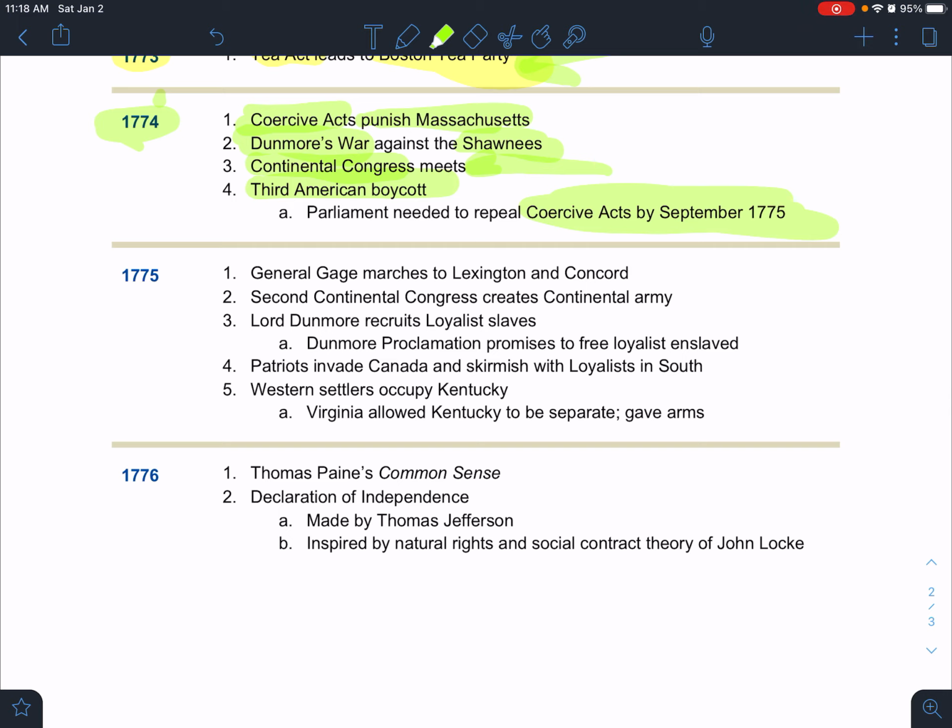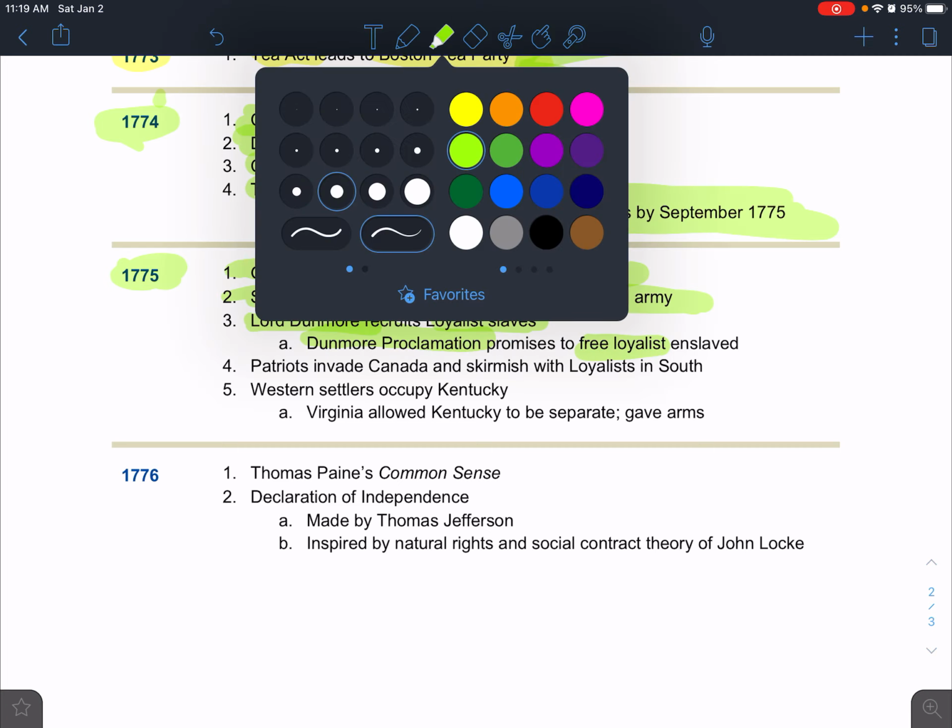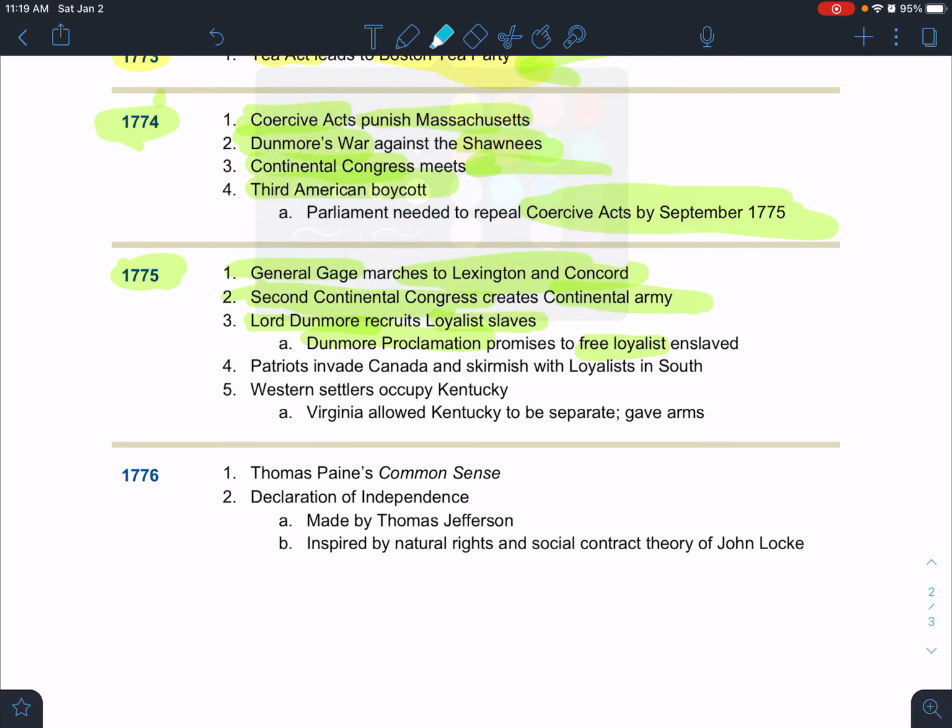And next we have in 1775, General Gage marches on Lexington and Concord. And this is the Battle of Lexington and Concord, obviously. The Second Continental Congress creates the Continental Army. There's also Lord Dunmore recruiting loyalist slaves through the Dunmore Proclamation, which promised them freedom if they fight for the British. Next, Patriots invade Canada, and there's a skirmish with loyalists in the south.